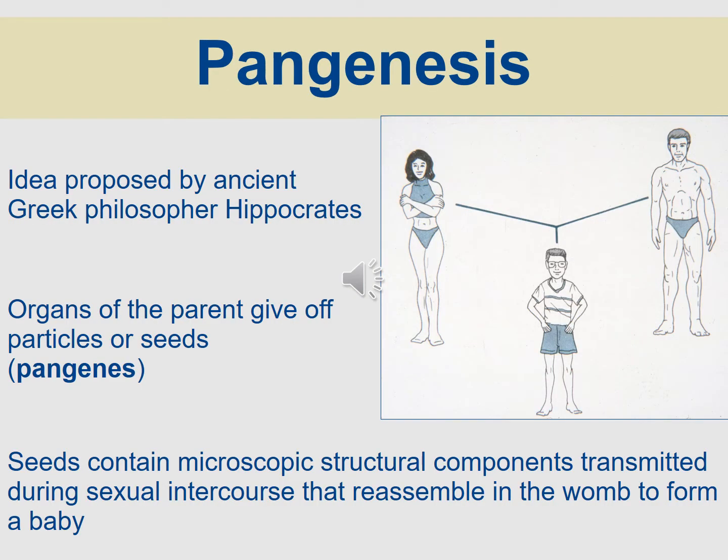When you look at early ideas about how inheritance worked, it was really the Greek philosopher Hippocrates who discussed kind of an essence or some type of particle, something that is given off from an individual or the parents, and they were known as pangenes, I think. And the seeds contain the microscopic structures of those components, and they're transmitted through sexual intercourse. They reassemble in the womb to form a baby. And Hippocrates' writing was something that people thought for some time explained how inheritance as well as passing down information occurs, or even ontogeny, like growth, and this led to a number of other ideas.